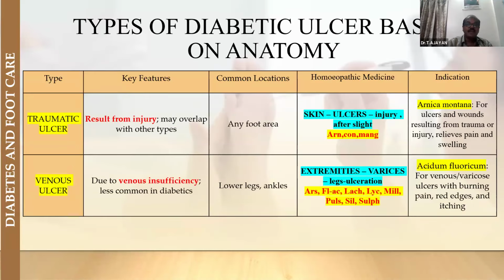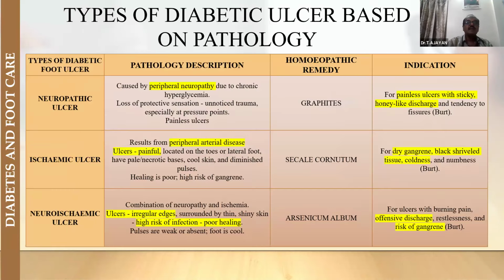Then types of diabetic ulcer based on anatomy: traumatic ulcer, just remember Arnica, Conium, Magnesium aceticum. Venous ulcer, you remember Arsenicum album, Fluoric acid, Lachesis, Lycopodium, Millefolium, Pulsatilla, Silicea and Sulphur. Based on pathology, I already conveyed: neuropathic ulcer, Graphites; ischemic ulcer, Secale cornutum; neuro-ischemic ulcer, you think about Arsenicum album.